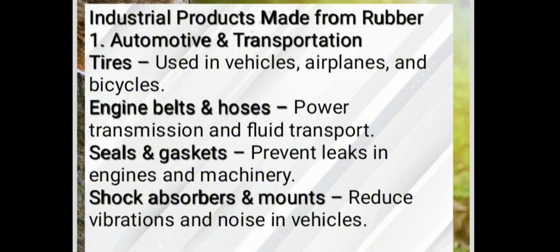Industrial products made from rubber. Automotive and transportation: tires used in vehicles, airplanes, and bicycles. Engine belts and hoses for power transmission and fluid transport. Seals and gaskets prevent leaks in engines and machinery. Shock absorbers and mounts reduce vibration and noise in vehicles.